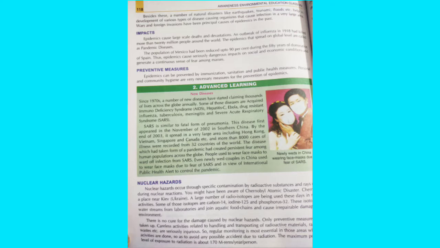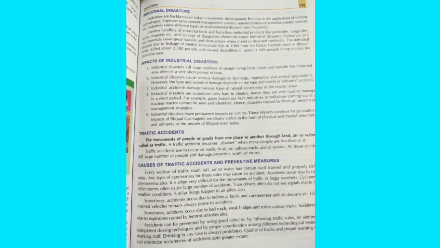The impact is killing a large number of people both inside and outside the industrial area. Disasters cause serious damage to buildings, vegetation and animal populations. Besides this, the accidents damage various kinds of natural ecosystems, and the damage is very hard to identify. Hence, sometimes they are very hard to manage in a short period. And they have permanent impacts on victims. So impacts continue for generations.